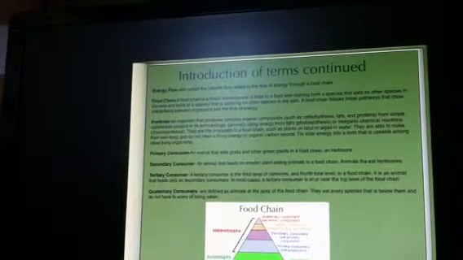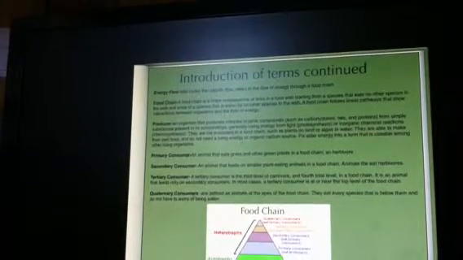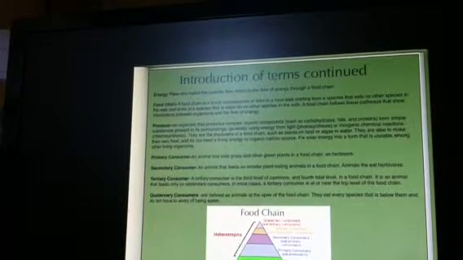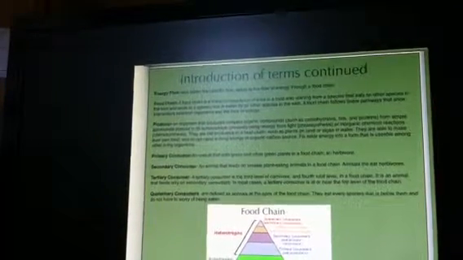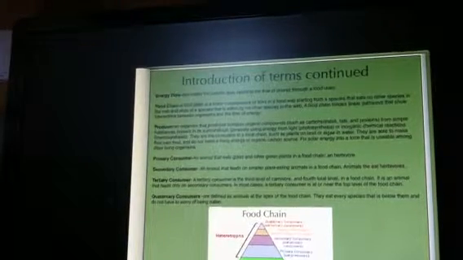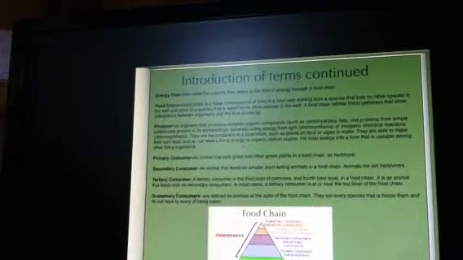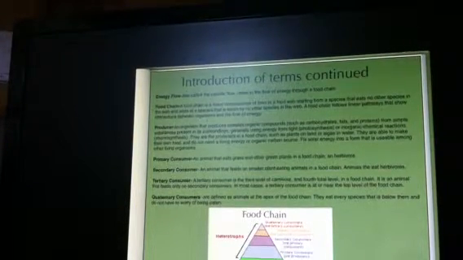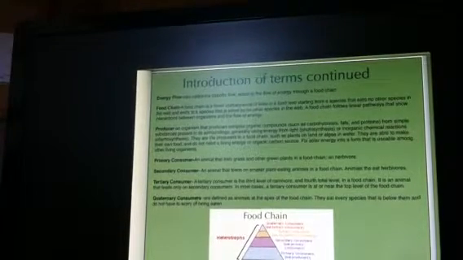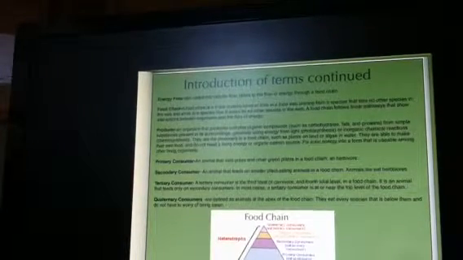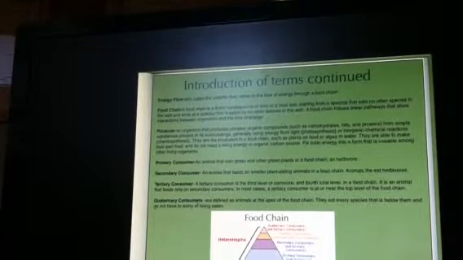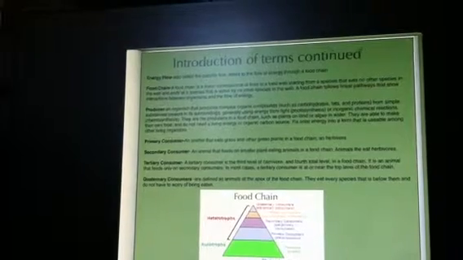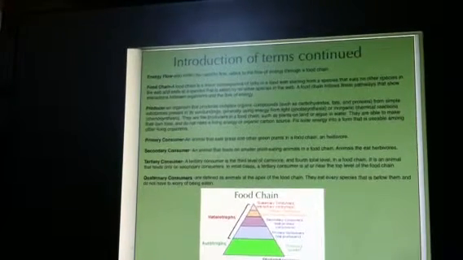A producer is a plant, similar to an autotroph, which is another name for it, one of our other vocab terms, and they can use the sunlight energy and convert it to energy that is usable by other organisms. A primary consumer is an animal that eats grass and other plants. Another name is the herbivore. So basically it's our vegetarians. They eat the plants. A secondary consumer is an animal that eats our primary consumers. So they can eat plants and animals.